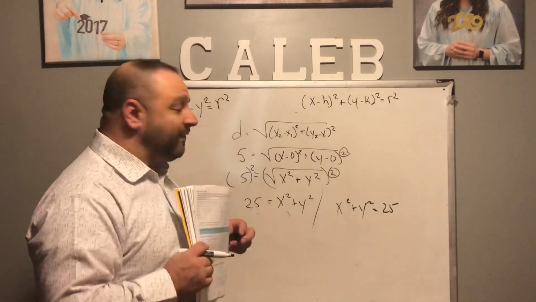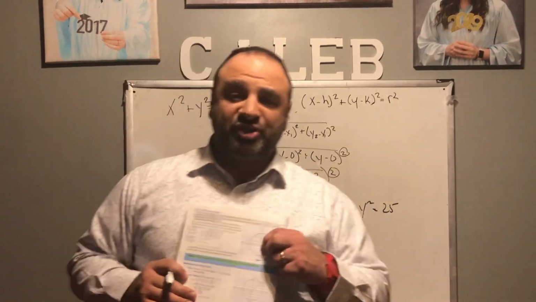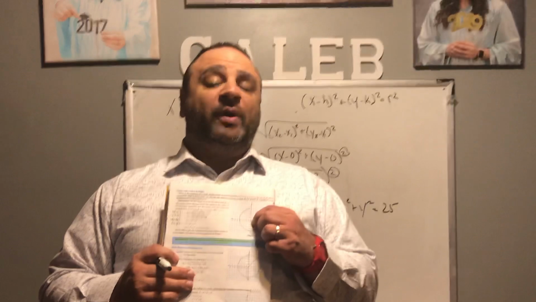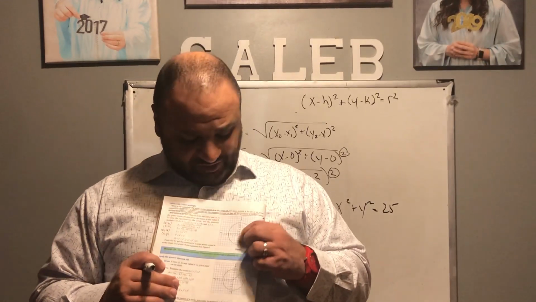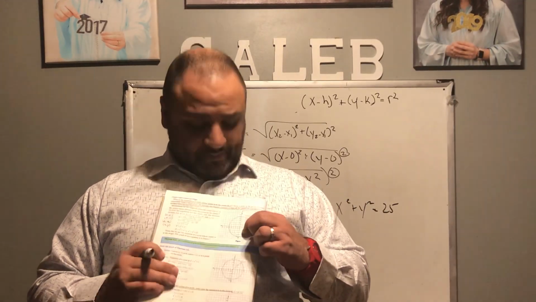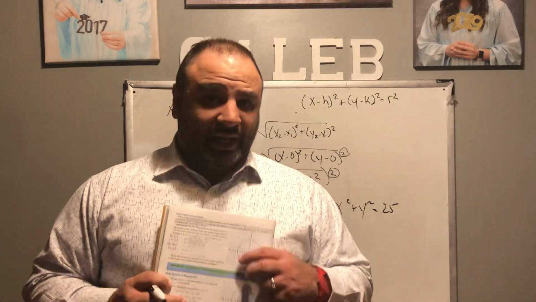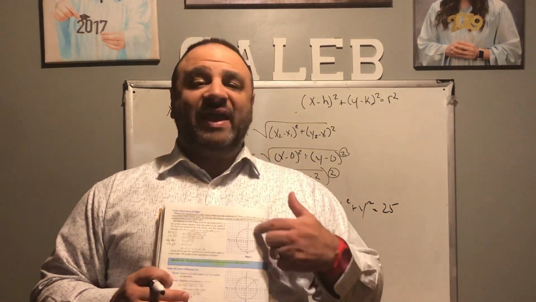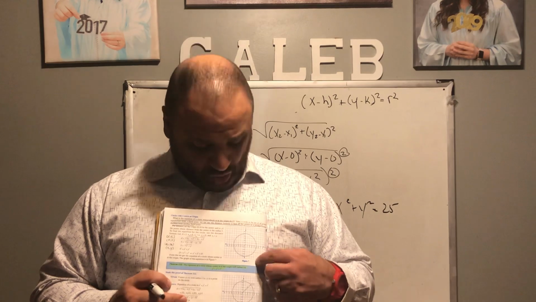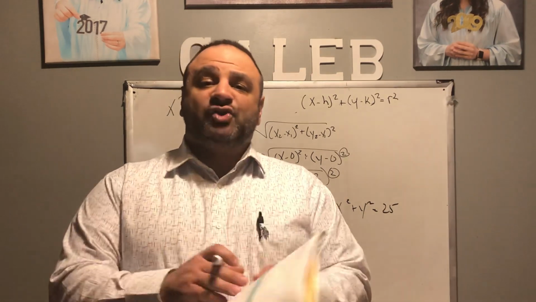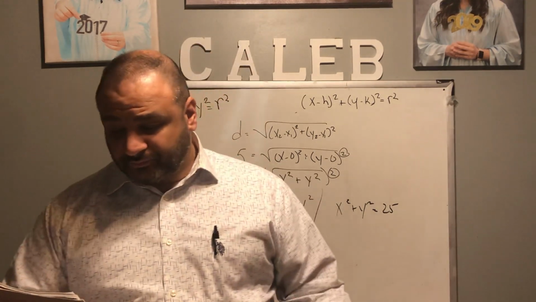So if we graph at the origin, we start at the origin 0, 0, and from there we go 7 spots down, 7 spots to the right, 7 spots up, 7 spots to the left. You will see here we have a circle formed. So there we have the radius.